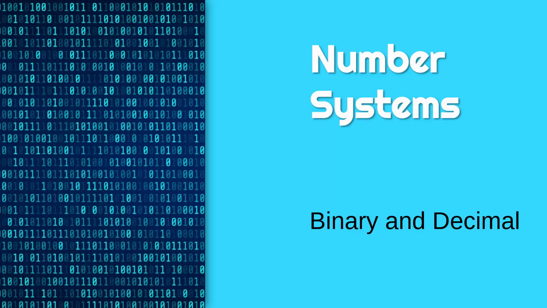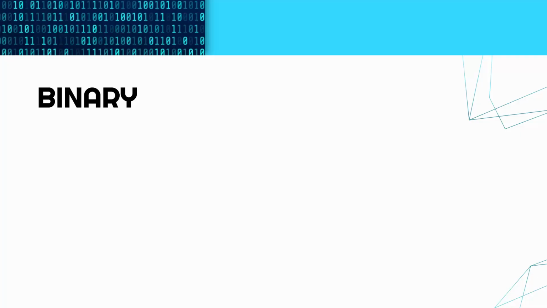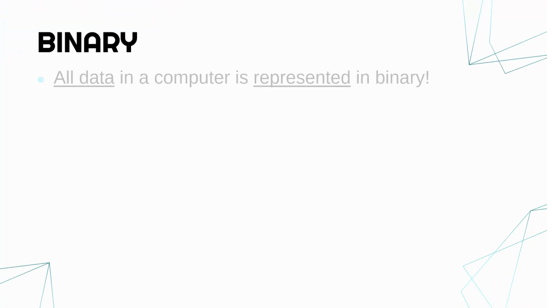Hello, in this video I'm going to talk about what binary is and compare it to decimal and also show you how you can convert between binary and decimal. So first of all, I want to make this really, really clear. The first thing I want to say is binary is used everywhere in computing because all data in a computer is actually represented in binary.